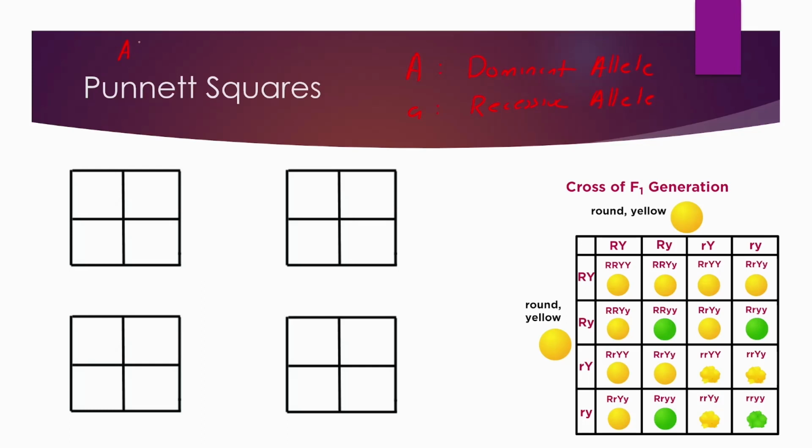Homozygous dominant will be something like AA, capital A, capital A. This will be dominant, homozygous, while aa is homozygous recessive. Now, you could also cross it and get Aa, a capital and a lowercase, where it'll be heterozygous.